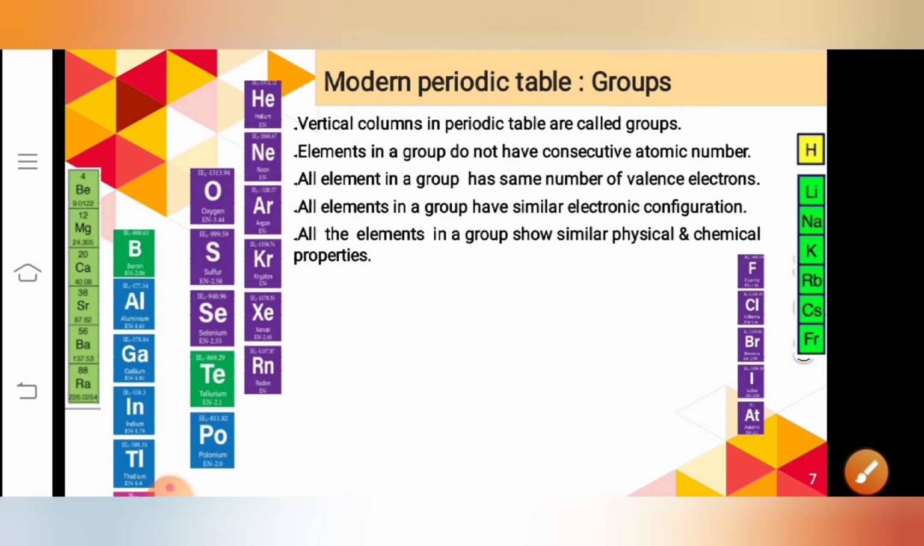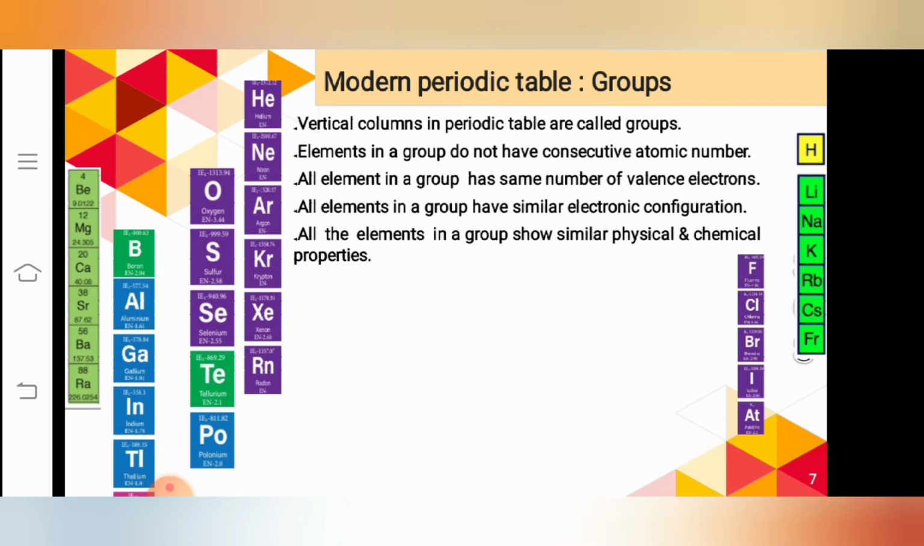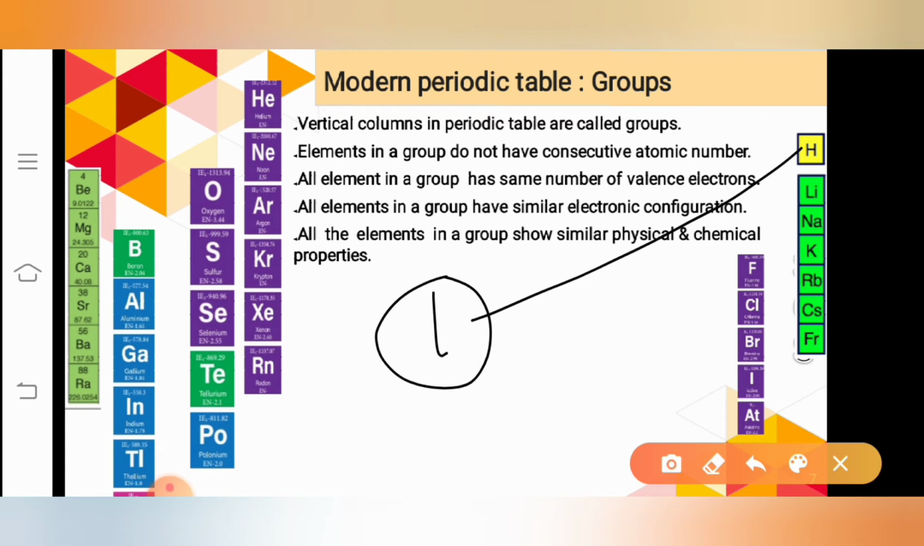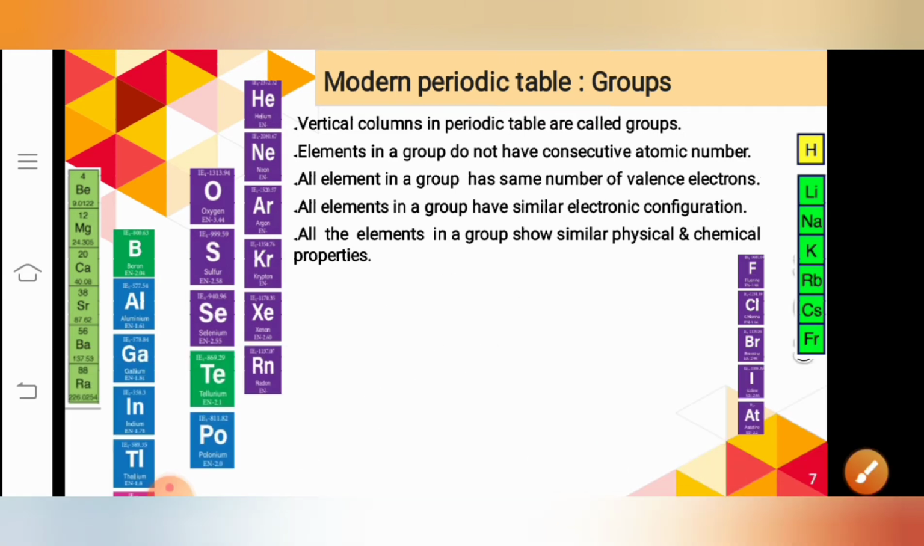Next, all the elements in a group have a similar electronic configuration. As I showed you, hydrogen is 1, followed by lithium 2, 1, and so on. Next, the elements in a group show similar chemical and physical properties. I repeat, the elements present in a group show similar chemical and physical properties.